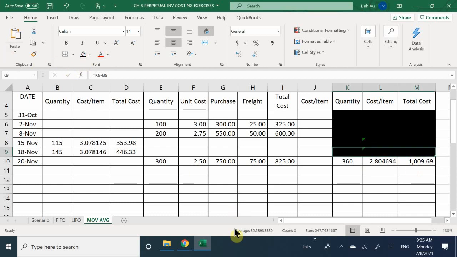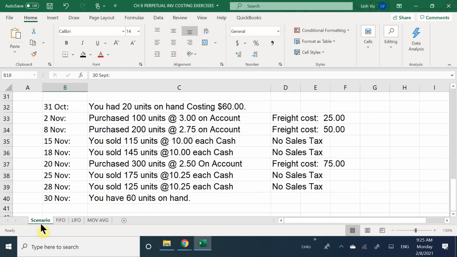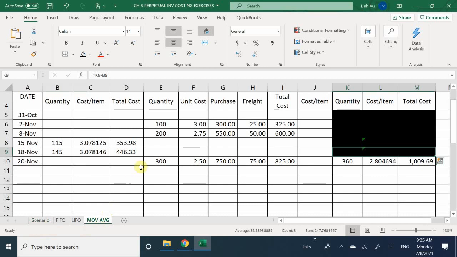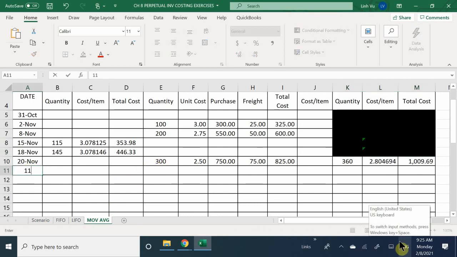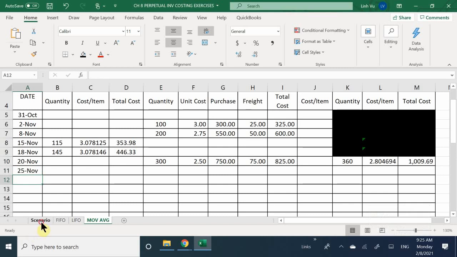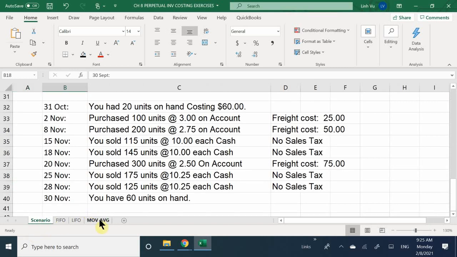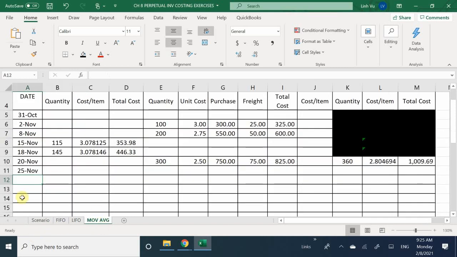All right. This one is a lot easier. It's flowing a lot quicker. So let's go ahead and continue on. So then what has happened on November 25th? You sold 175 units. Good. Yes, on November 25th we sold 175.